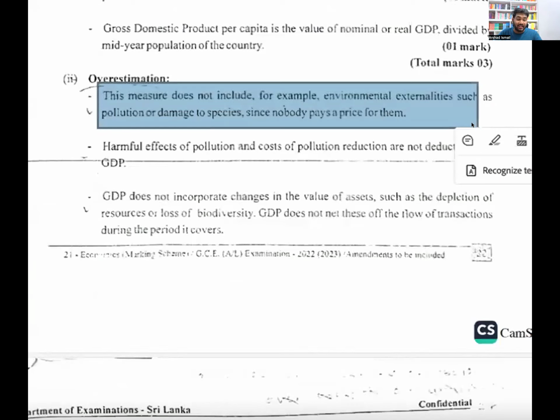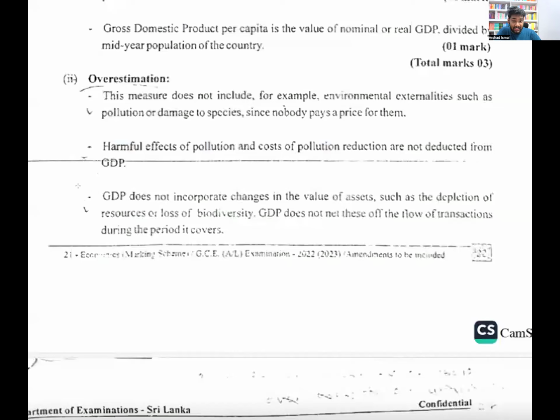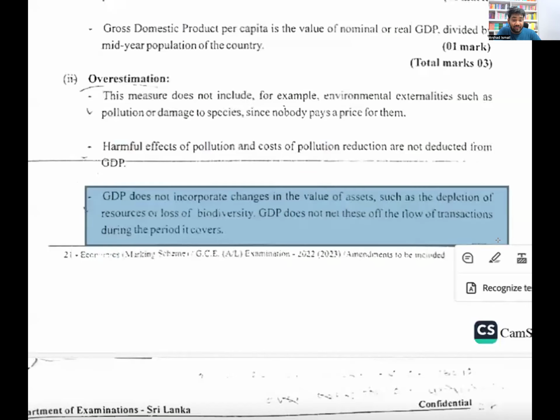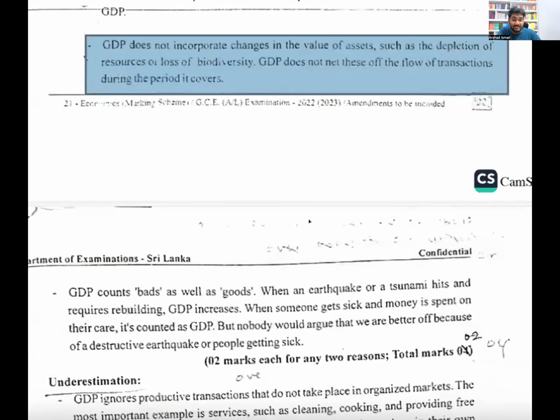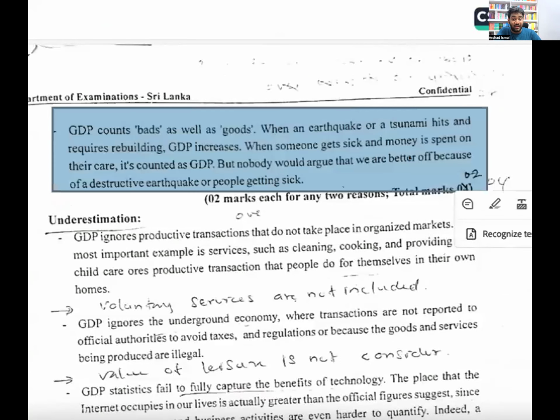For example, China. It doesn't show that. Then it doesn't take into account all the harmful pollution that happens. Then it doesn't take into account the change in value of assets, the depletion of biodiversity sometimes, the environmental factors. Then it can also include these economic bads.